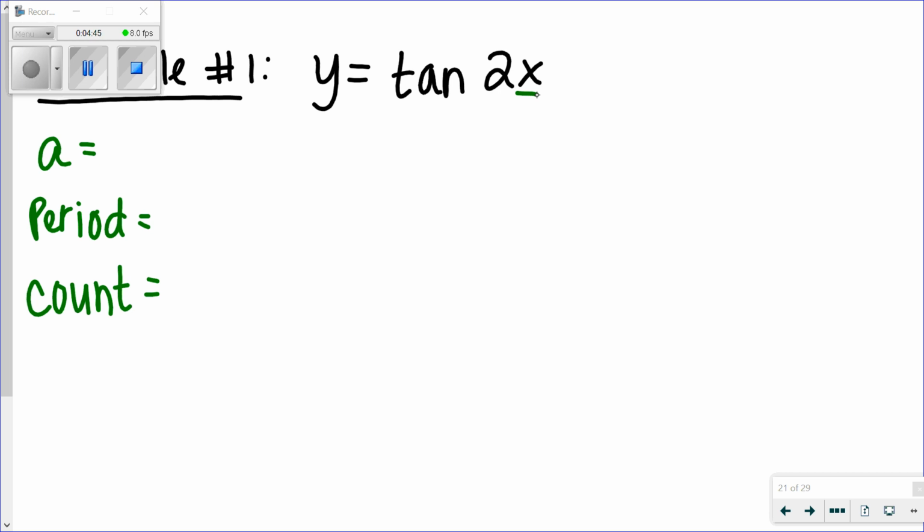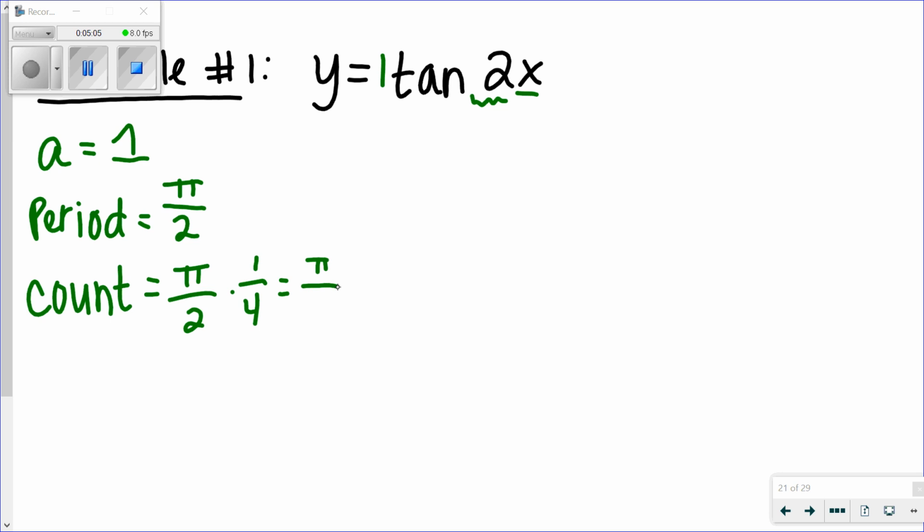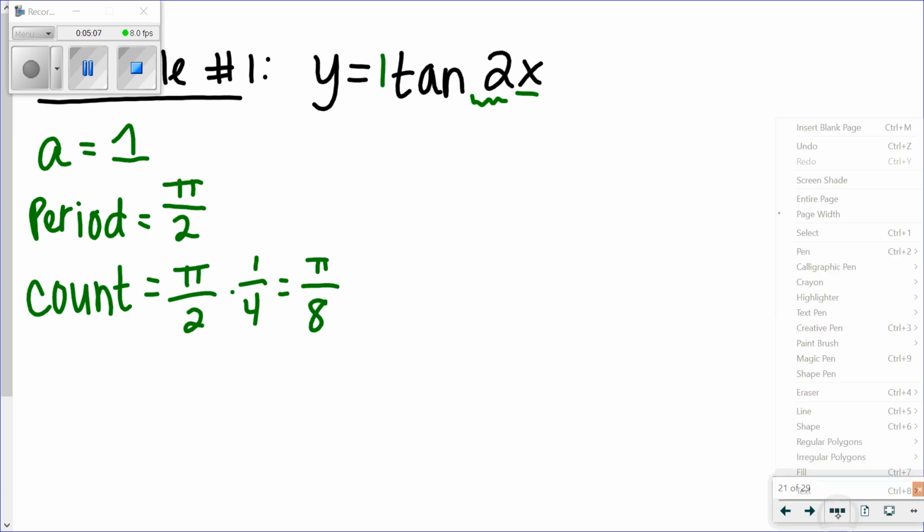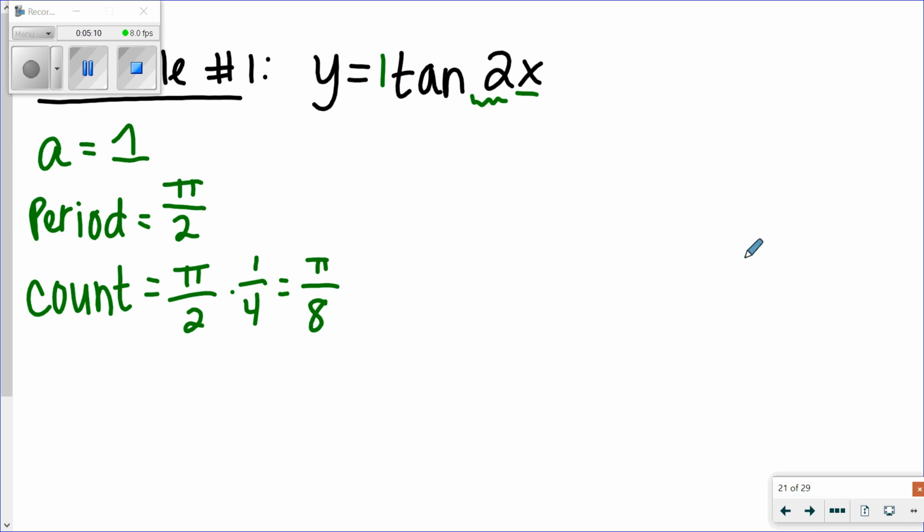So our amplitude is always the number in front of the trig function, which is 1. Our period, remember we're in tangent, so it's pi over b. Our b value is 2. And to find what we count by, we always divide by 4, which is the same as multiplying by 1/4, which means we're going to count by pi over 8. And we are ready to now set up our graph.